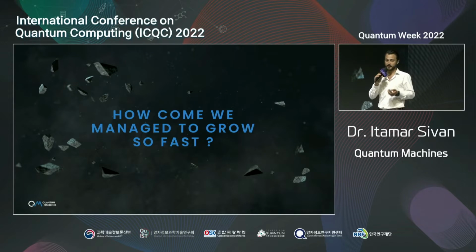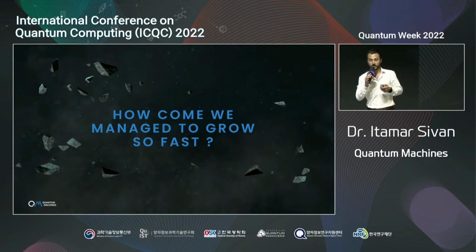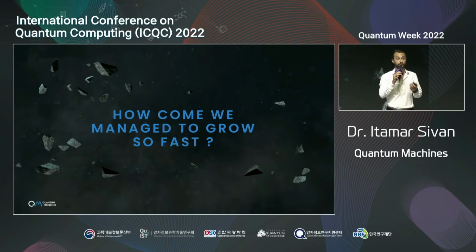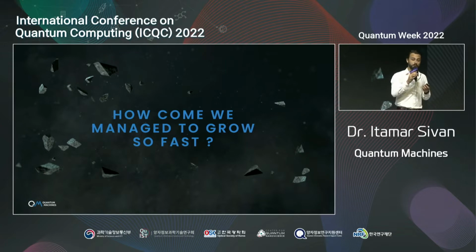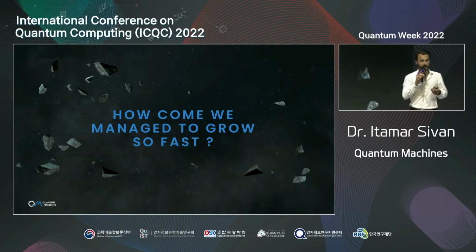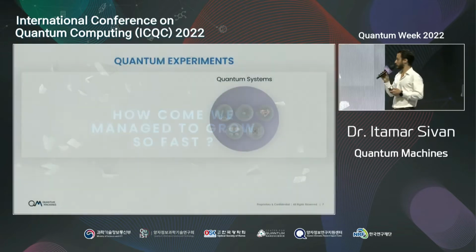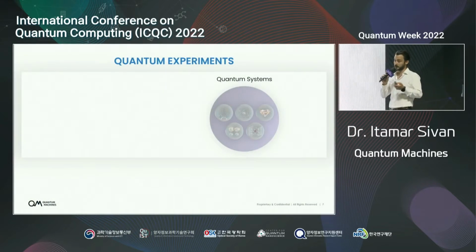Typically, if you see a company that is growing very fast, you know that they're probably solving a real problem, a real industry problem and unmet need. And let me explain a bit the problem that we're solving at Quantum Machines, and I think that many of you will relate to it. I'm going to explain it in the following way.